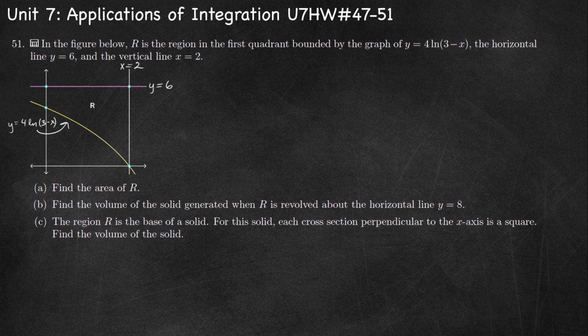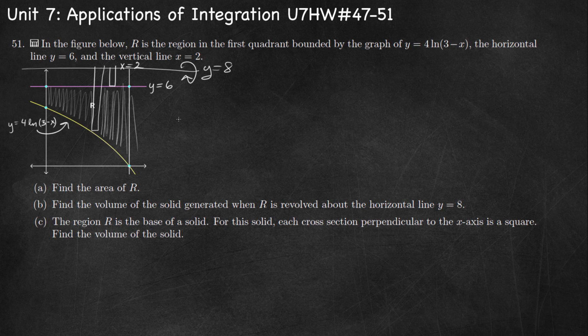Part B, find the volume of the solid generated when R is revolved about the horizontal line y equals 8. Okay, so I don't have a whole lot of room here for y equals 8, but I'm just going to draw it up here. That's my axis of rotation. And again, I'd rather do a dx problem so I don't have to do two separate integrals, and that would make this washer method. So I have outer radius and then inner radius. This is still my shaded region like it was in the previous part.